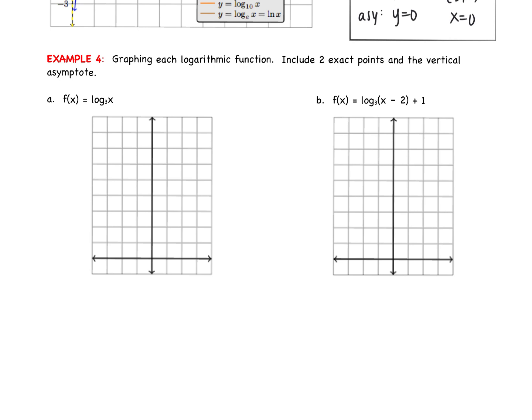Okay, here's what I would do. I would say, I don't like logs, so I'm going to think instead about 3 to the x. We've already talked about how it always goes through the point 0, 1, and then 1 comma the base. Now we're not talking about an exponential though, we're talking about a log.